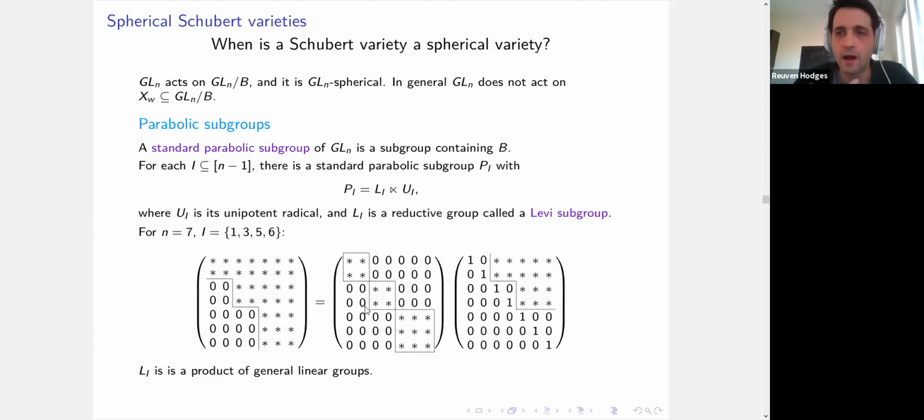One can give nice descriptions of these Levi subgroups in other types as well, but I'm going to be sticking with type A.